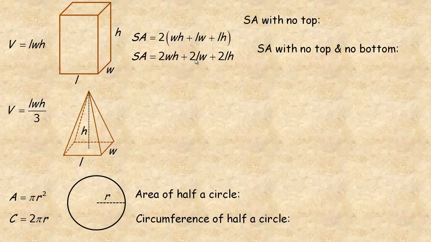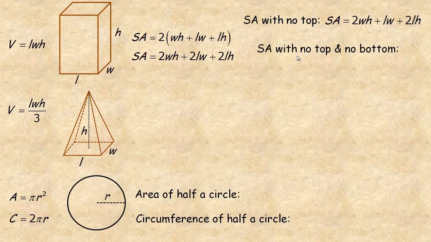So you see, this is the 2 for top and bottom. So I wouldn't want to include a 2 here. I would just want a single LW, because if there's no top but there's still a bottom, then I'll still need one of the LWs. So this is how we would tailor the formula in that case. So there's only a bottom and no top, so I don't want the 2 there.